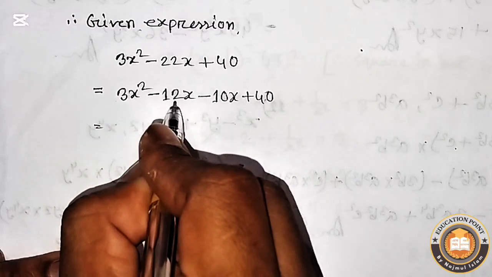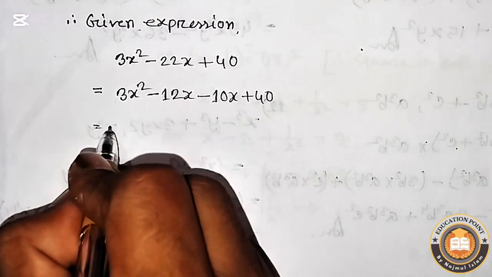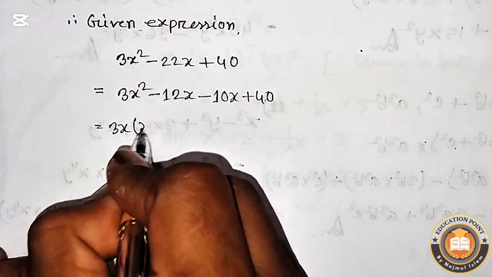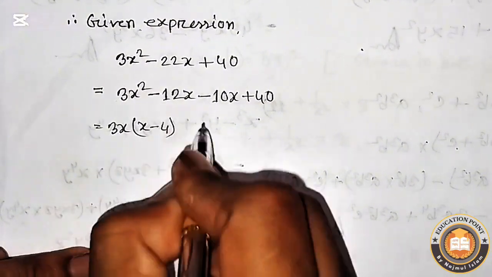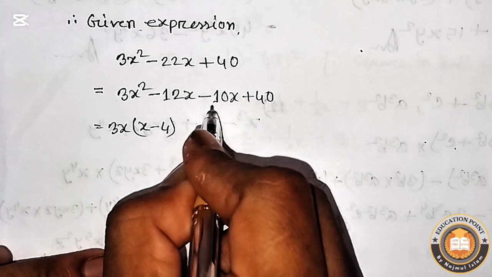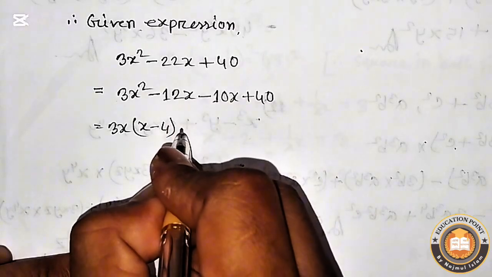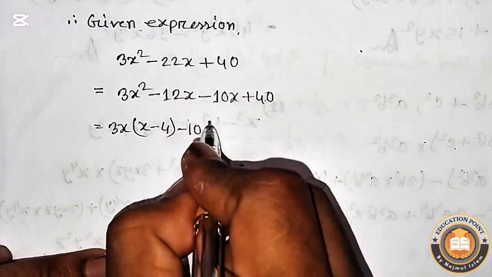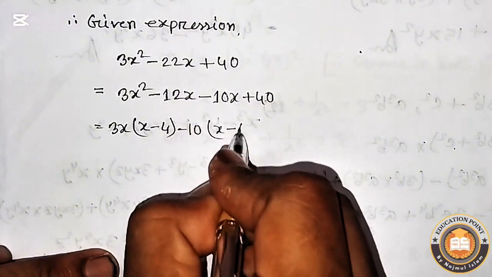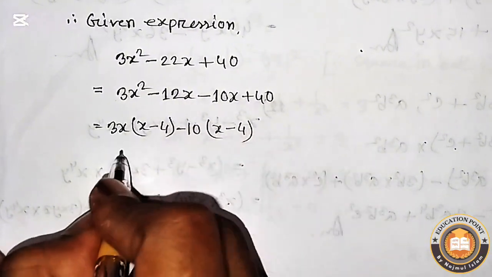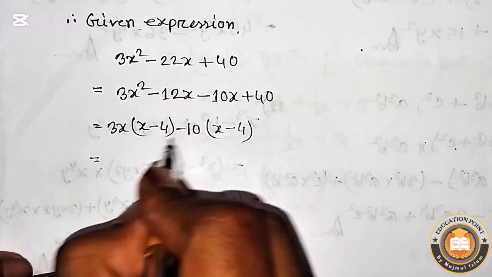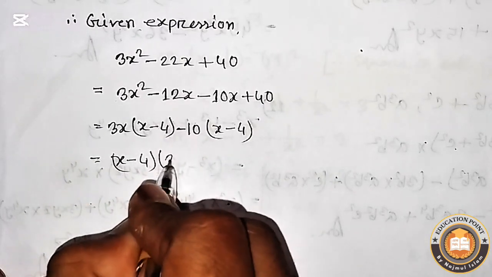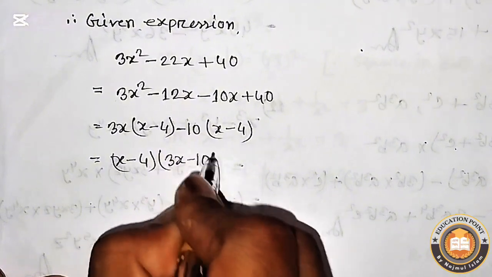Now from the first two terms we can take 3x common, then we can write x minus 4. From the next two terms we can take minus 10 common, then we can write x minus 4. Taking x minus 4 common from the expression, we can write 3x minus 10.